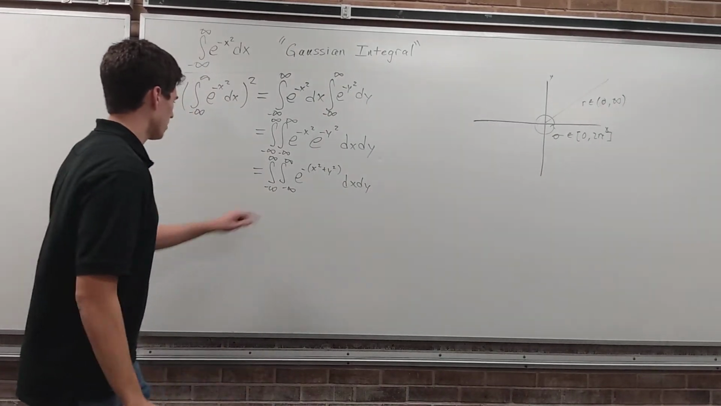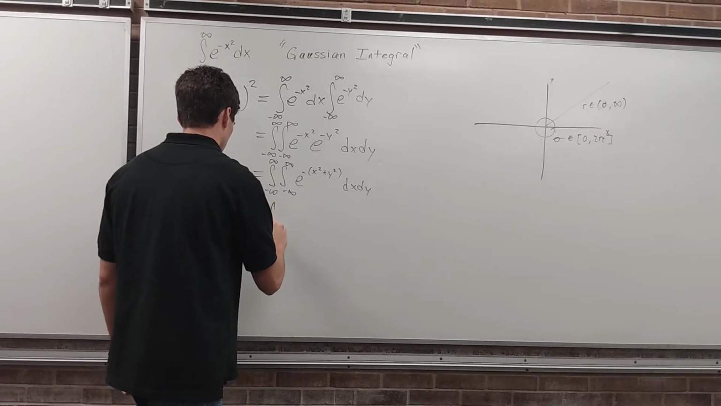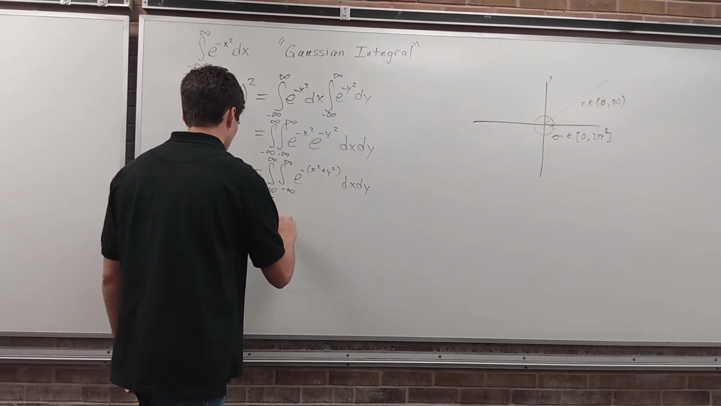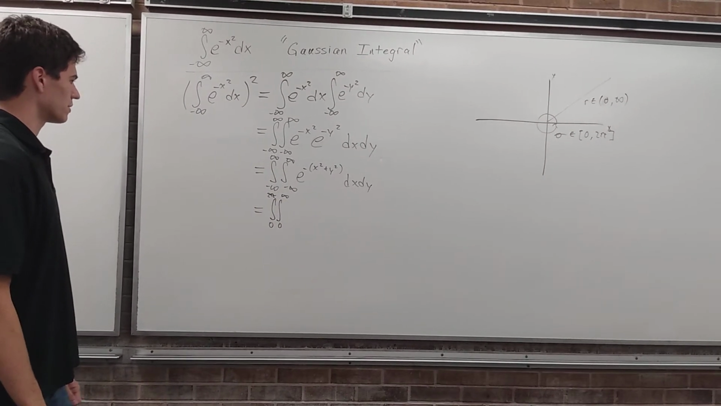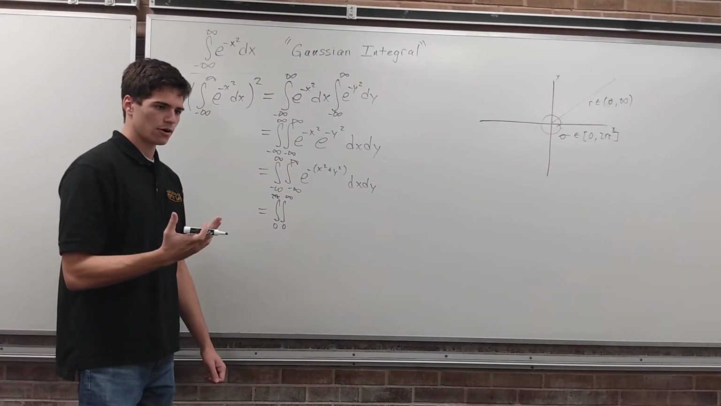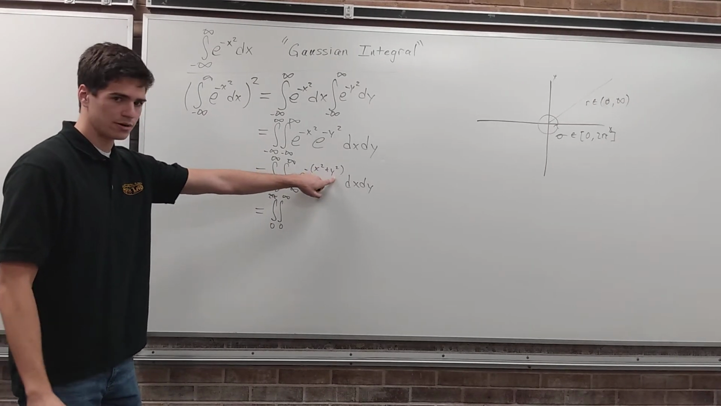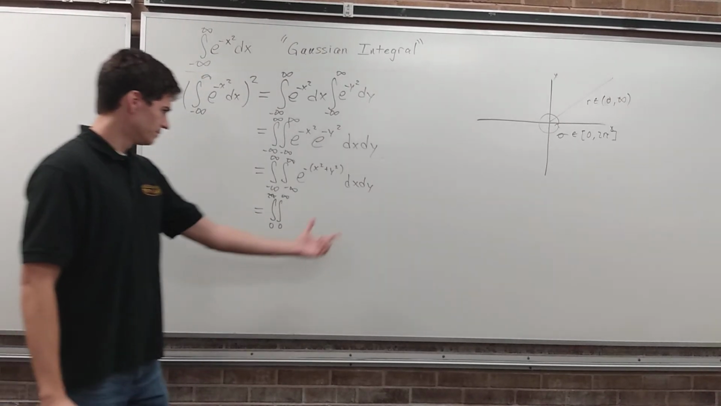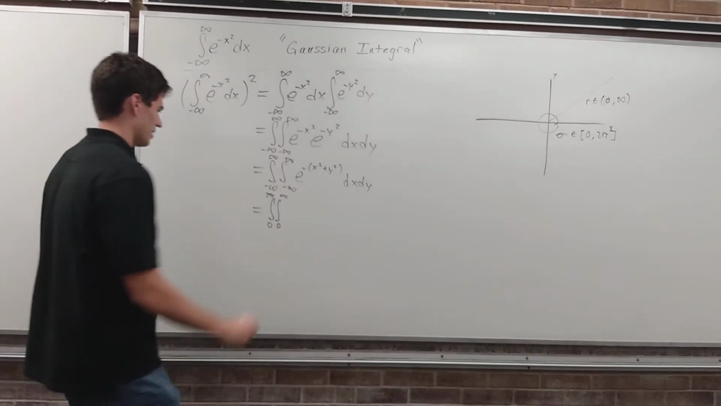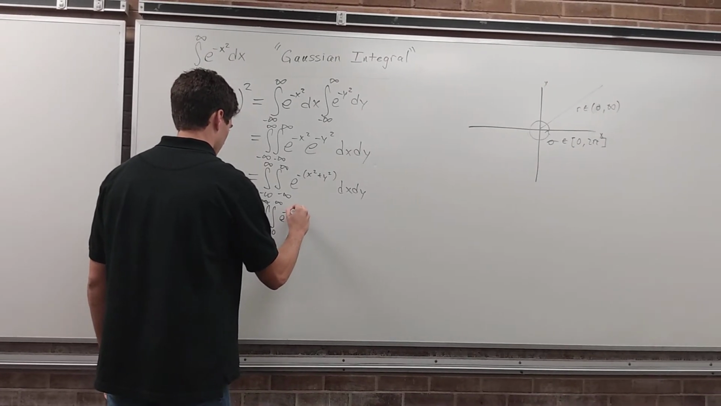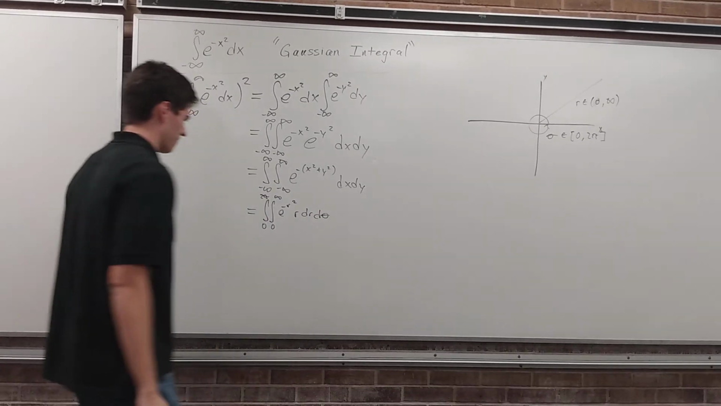Which means that our bounds in the double integral with polar coordinates are going to be from 0 to 2 pi and from 0 to infinity. And in polar coordinates, since x is equal to r cosine theta and y is equal to r sine theta, we have that x squared plus y squared is equal to r squared. And in polar coordinates, dx dy is equal to r dr d theta. So we end up with the integrand being e to the negative r squared times r dr d theta.